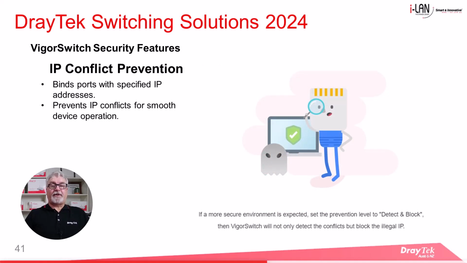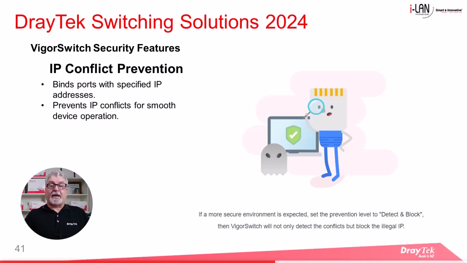IP conflict prevention. When users manually configure IP addresses for network devices, there is a risk of conflicts arising when different devices end up using the same IP address. This can lead to a disruption in the network or device functionality. To address this, IP conflict prevention firstly offers a solution by allowing users to bind specific ports with designated IP addresses. This proactive measure ensures that IP conflicts are avoided, promoting the seamless and correct operation of the network devices.